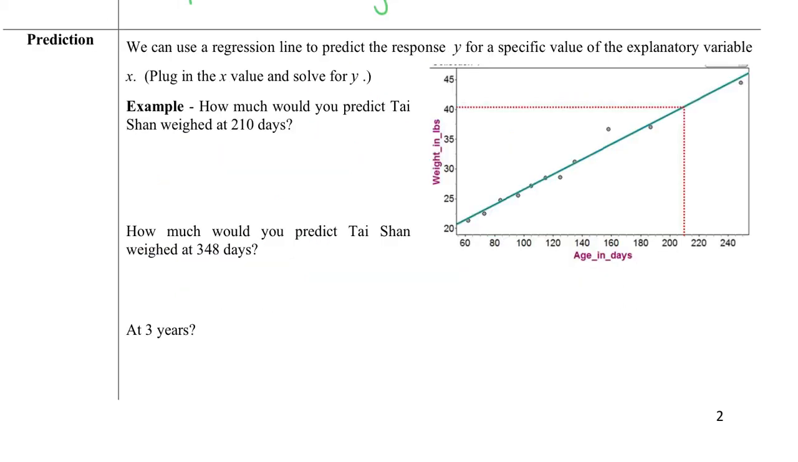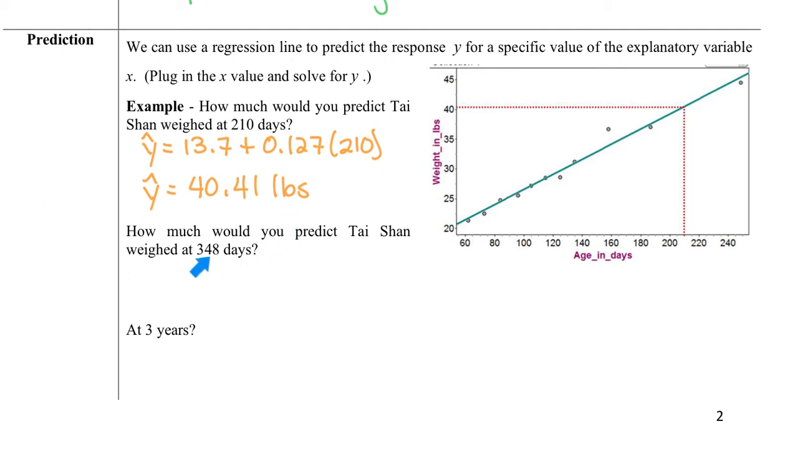Let's go ahead and look at an example of how we would use a regression line to make predictions. So it's really just plugging numbers in and solving. So how much would you predict Taishan to weigh at 210 days? So after I plug 210 in for my explanatory value, I get 40.41 pounds. So don't forget that unit whenever you give your answer.